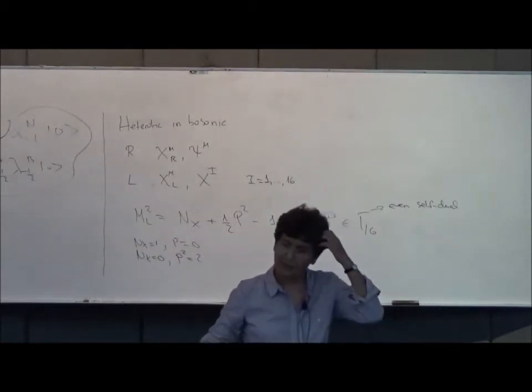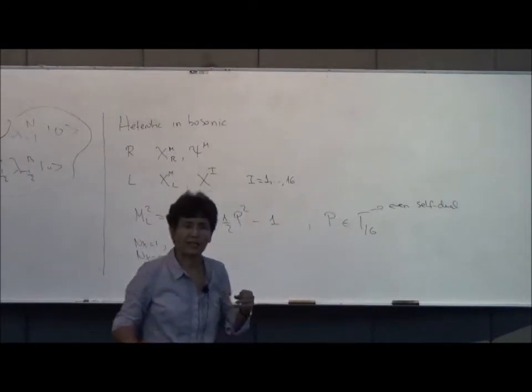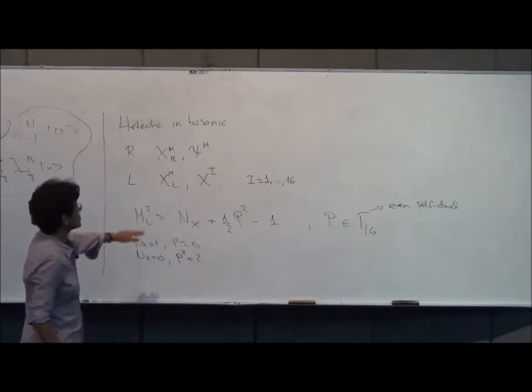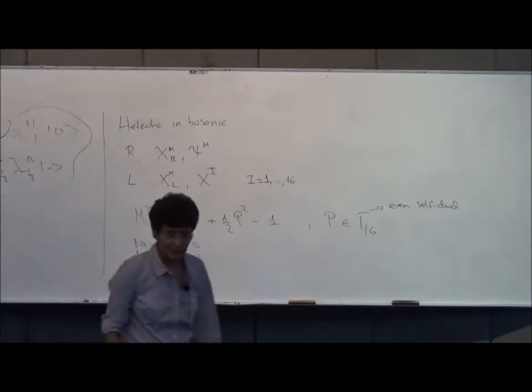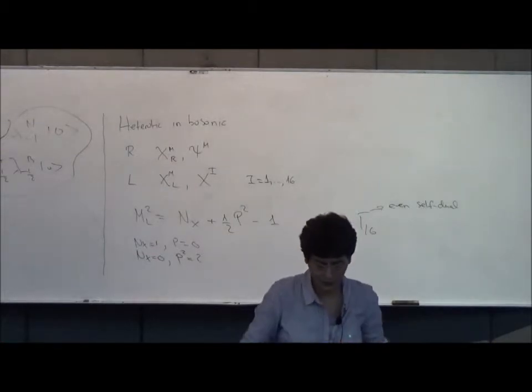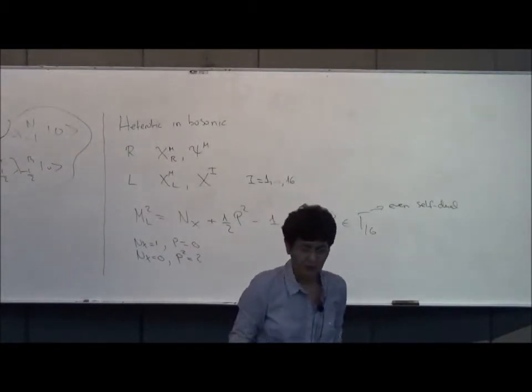Also, I gave you as a reference the book of Ibáñez and Uranga. They use the bosonic formulation, and Polchinski uses the fermionic formulation. So you pick your book there.